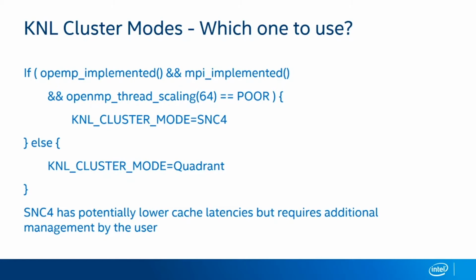In particular, if you have an application that you normally run with 4 MPI ranks per node, that would be the perfect case for trying out SNC4. And remember that SNC4 primarily deals with cache latencies. So if you have a code that's latency sensitive, you might want to invest some time into exploring SNC4. And if that's not the case for you, then you can stick to quadrant mode.